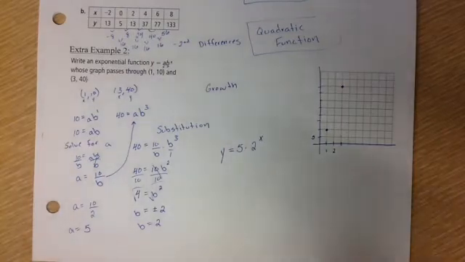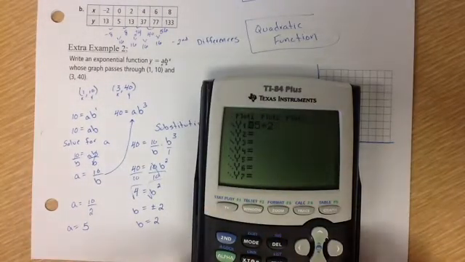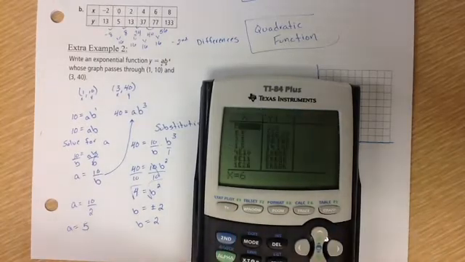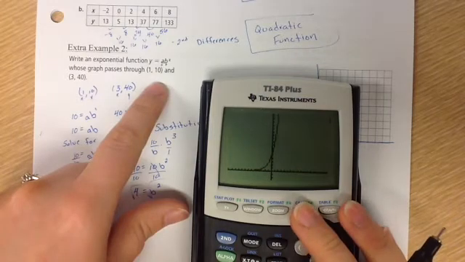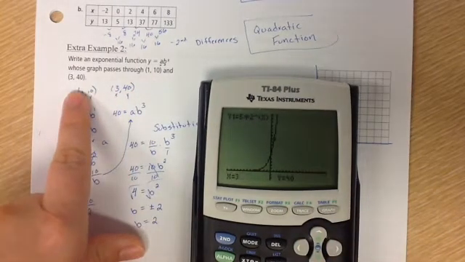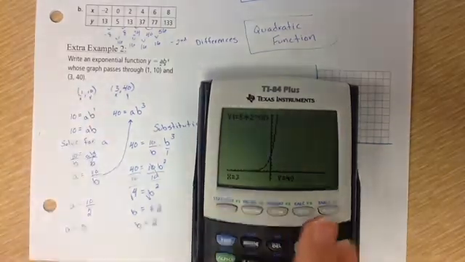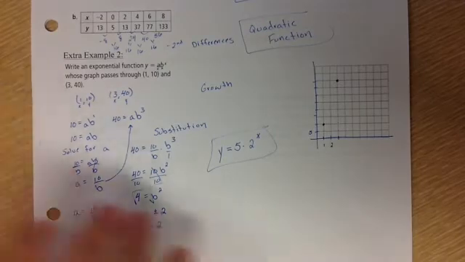If I was to graph this function, y equals 5 times 2 to the x, it should go through the point (1, 10). We trace it, and it goes through the point (1, 10) and the point (3, 40), which it does. So there it looks like there's my model, 5 times 2 to the x. Okay, next.